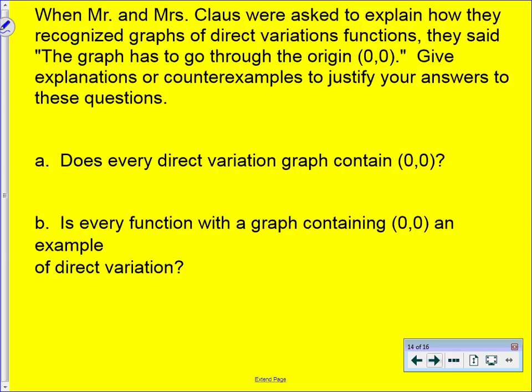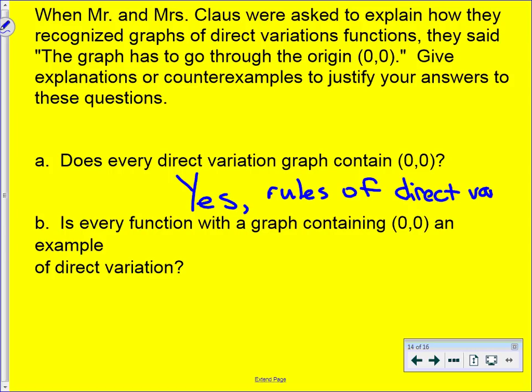A is asking, does every direct variation graph contain 0, 0? For something to be direct variation, one of its definitions was that it's linear and has a y-intercept of 0. So this answer, Mr. and Mrs. Claus, is definitely a yes. It's one of the rules of direct variation. We have to have a line that goes through 0, 0. So that answer is yes.